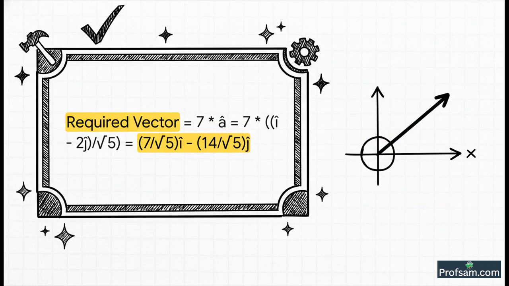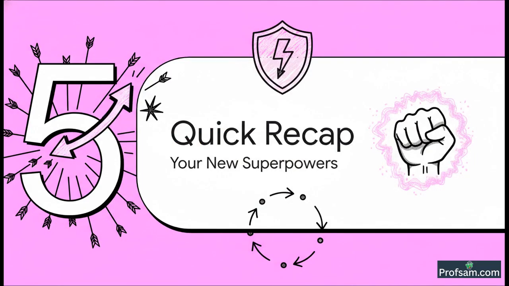And here is the final step, the magic moment. We take our direction blueprint, the unit vector A cap, and we simply multiply it by the magnitude we want, which is 7. Because the unit vector has a length of 1, multiplying it by 7 gives us a new vector with a length of exactly 7. We distribute that 7 inside, and we get our final answer, 7/root 5 i hat minus 14/root 5 j hat. And we are done! We've built our custom vector. Phew, that was quite a journey. But you've done an amazing job.